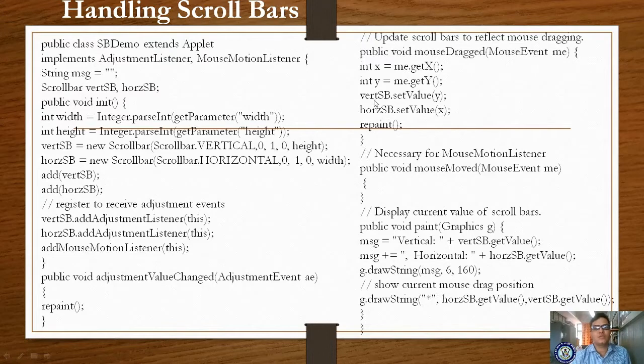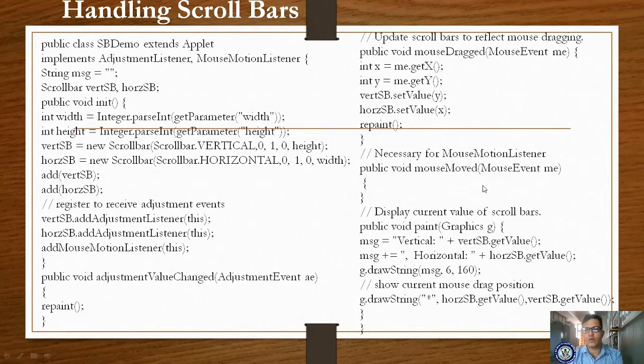Next, you are setting that scroll bar. Please observe here: vertical scroll bar dot set value. What value are you setting? You are setting the value of y. And for the horizontal scroll bar, you are setting the value of x. Once you set it, the thumb will be moved. This is the position of the thumb, the x and y coordinates of the thumb, so it will be redisplayed.